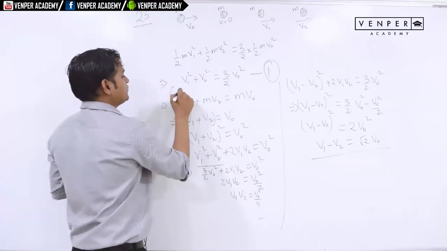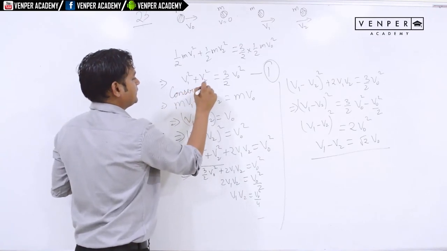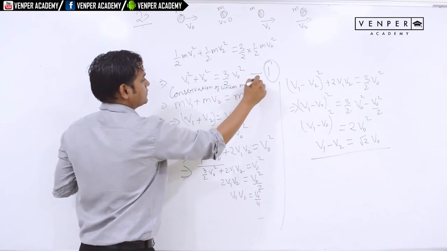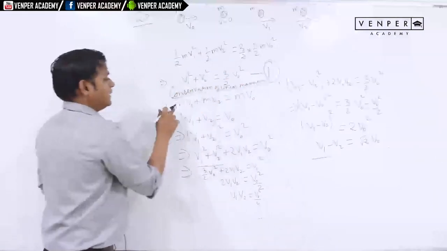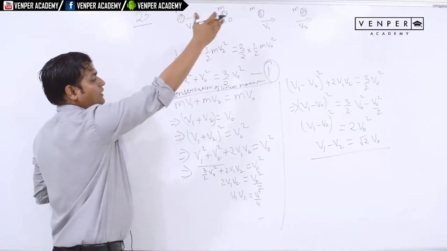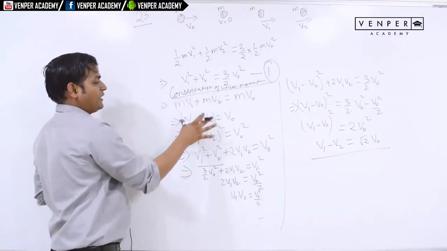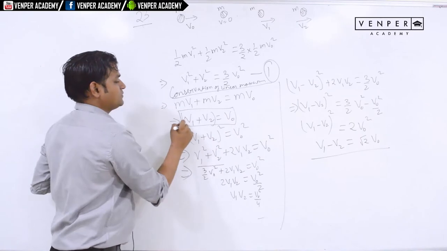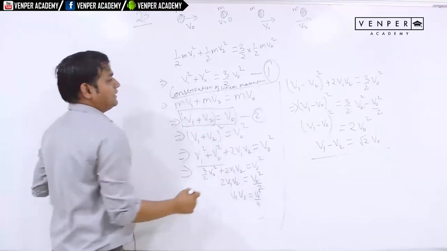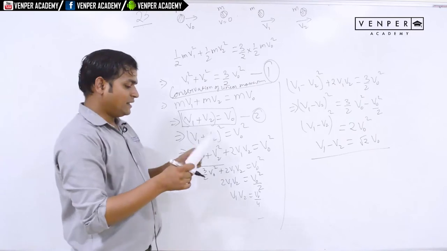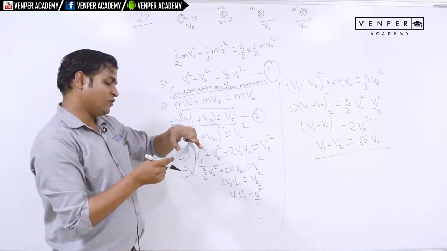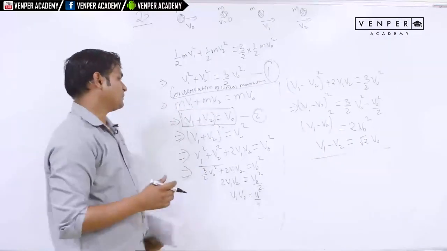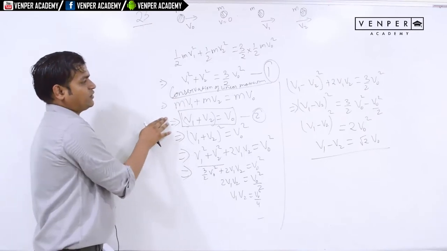Next, from the conservation of linear momentum, because we know that linear momentum will remain conserved, m v1 plus m v2 is equal to m v0. So from here we get v1 plus v2 is equal to v0. This is the second equation. Now we have two equations, and they are asking for the magnitude of the relative velocity between the two particles after collision, the velocity of separation. So we have two equations, and we can use these two equations to solve that.